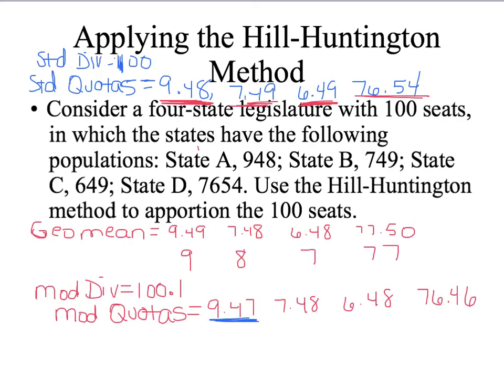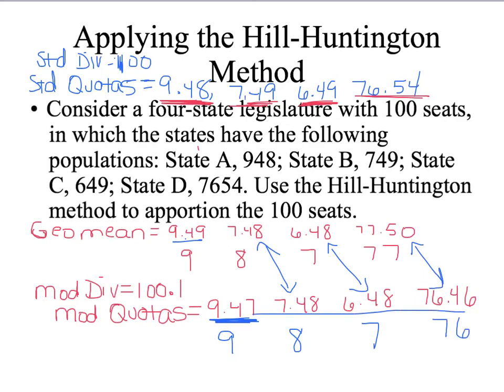If the quota is greater than or equal to the geometric mean, round it up. But this is less than that, so it's going to be 9. These are equal, so I can round that up to 8. Equal, so I'll round that up to 7. And here the quota is less than, so I'll round it down to 76. And I lost my one seat, so there's my apportionment.